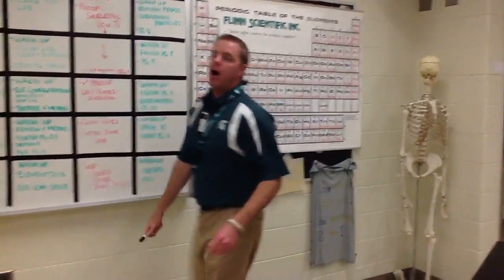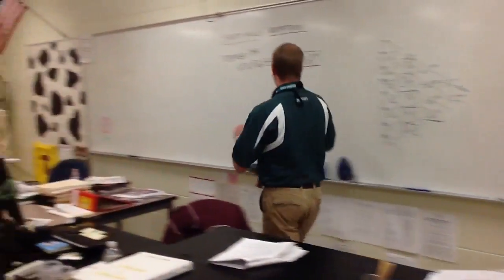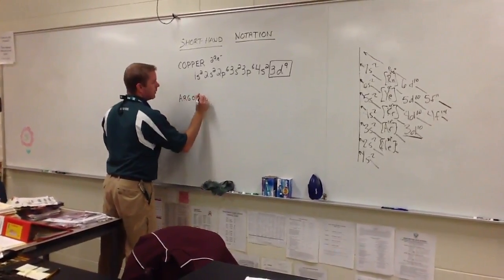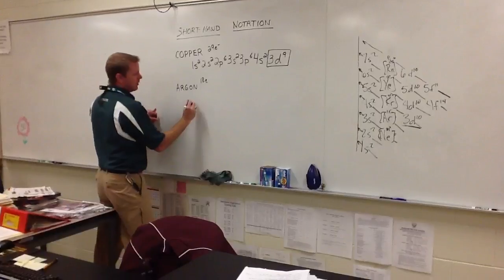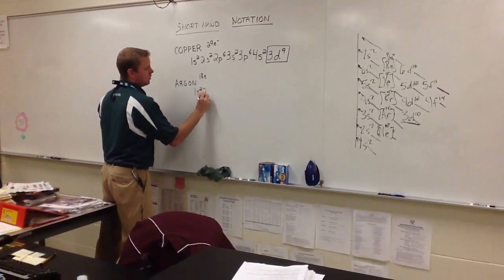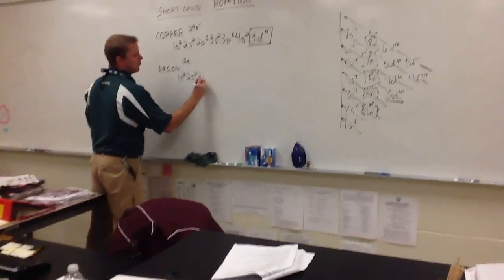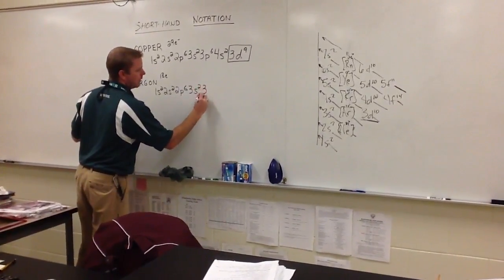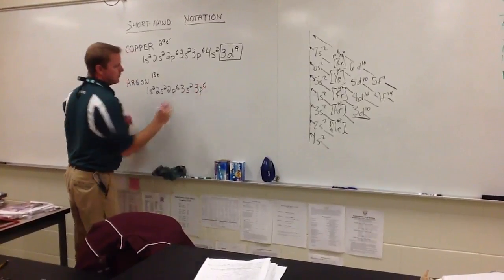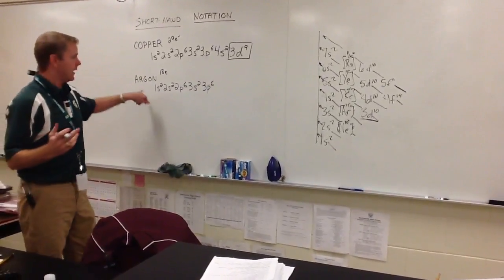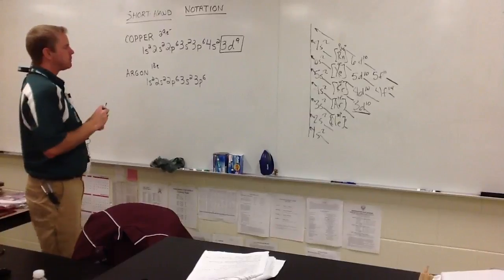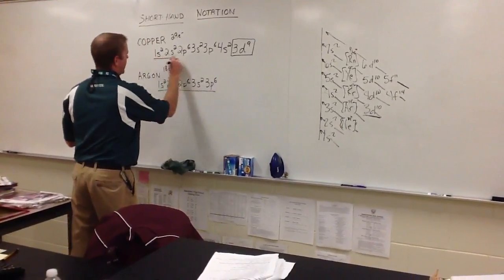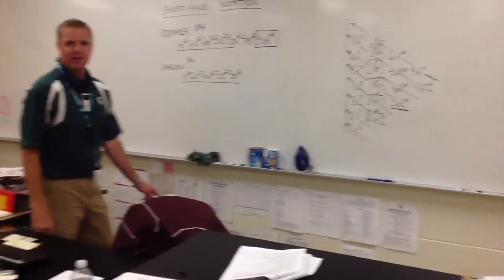Now, if we were to do argon's electron configuration, it has 18 electrons, right? So it would be 1s2, 2s2, 2p6, 3s2, and 3p6. Right? So that's the longhand of argon. Now here's why I'm showing you that. What we can end up doing is if you look at this and this, they're exactly the same.